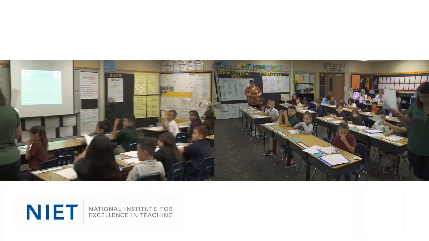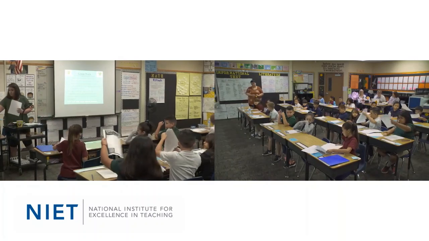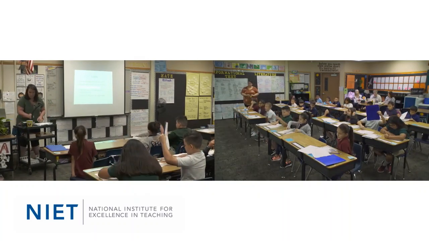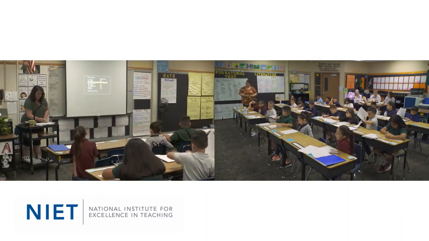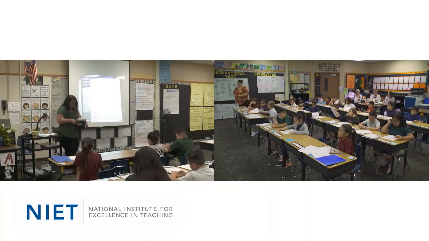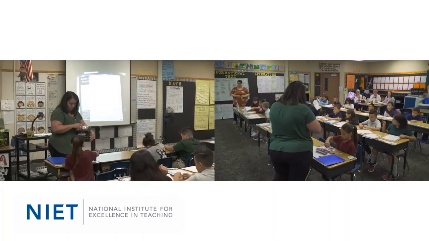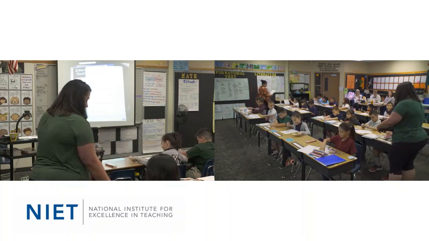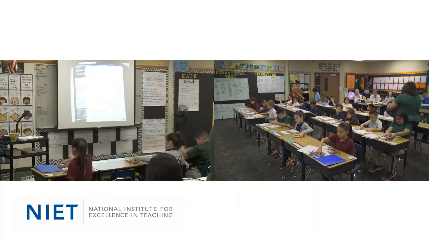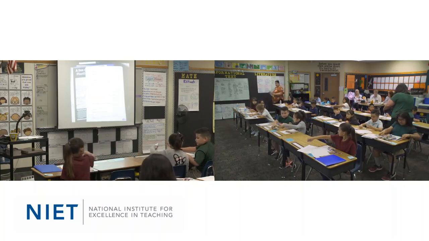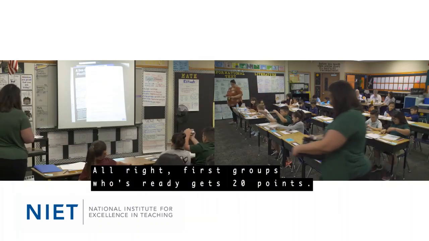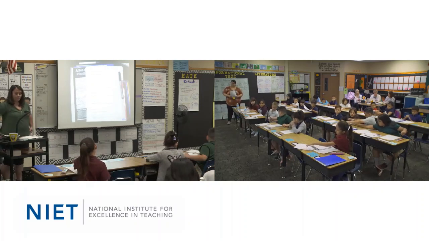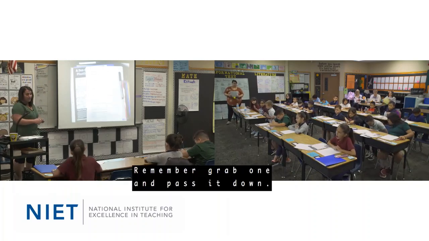All right, take a paper and pass it down. So now we're to the portion of the lesson where I'm going to do my think aloud model. But I'm going to do it right here on your paper with you. One, pass it down. All right, first group who's ready gets 20 points. Ready and shining. Remember, grab one and pass it down.